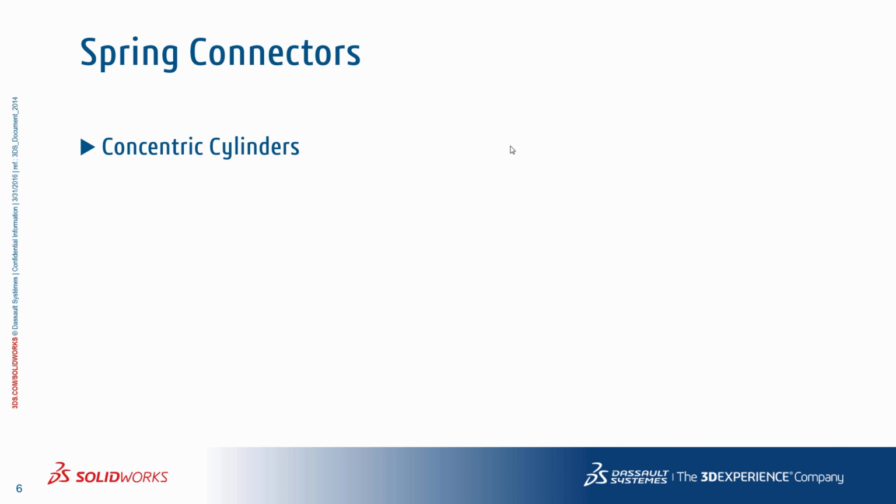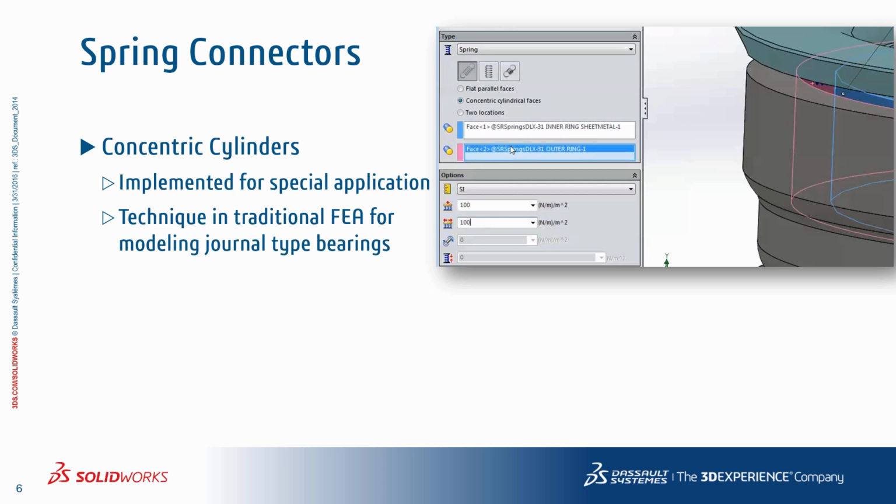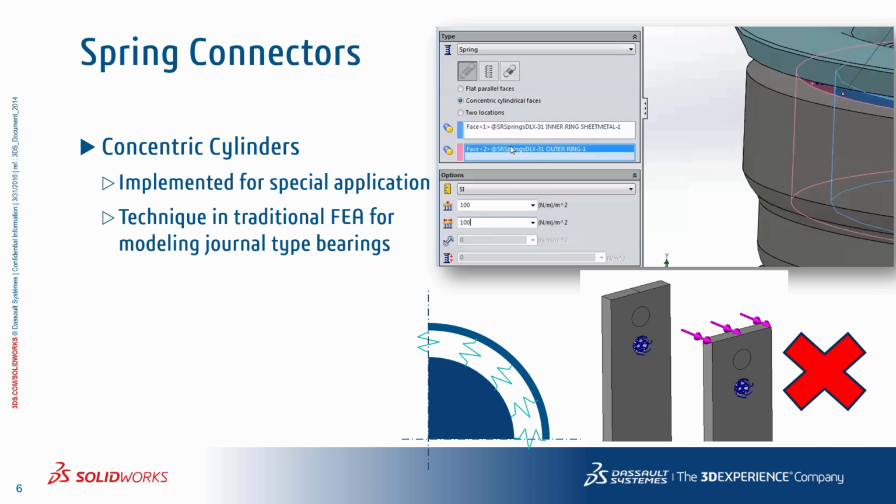The concentric cylinder option was implemented for a very specific purpose, but that is now addressed with the journal bearing connector. It is meant to automate a more traditional analysis technique where the contact is approximated between the cylinders with springs versus using an actual no penetration contact condition as shown in this particular image. Now keep in mind that this concentric cylinder option is not for simply connecting a set of cylindrical through holes as illustrated in this particular image.